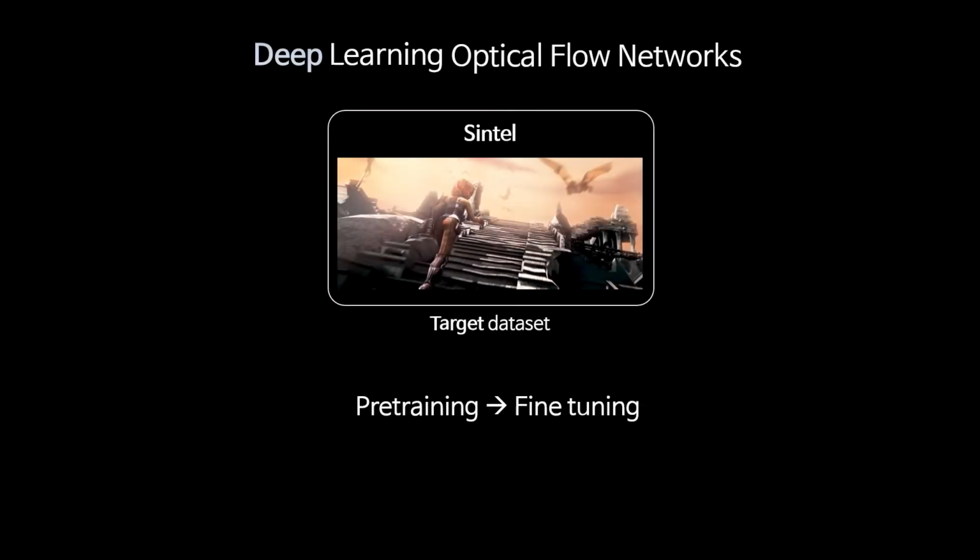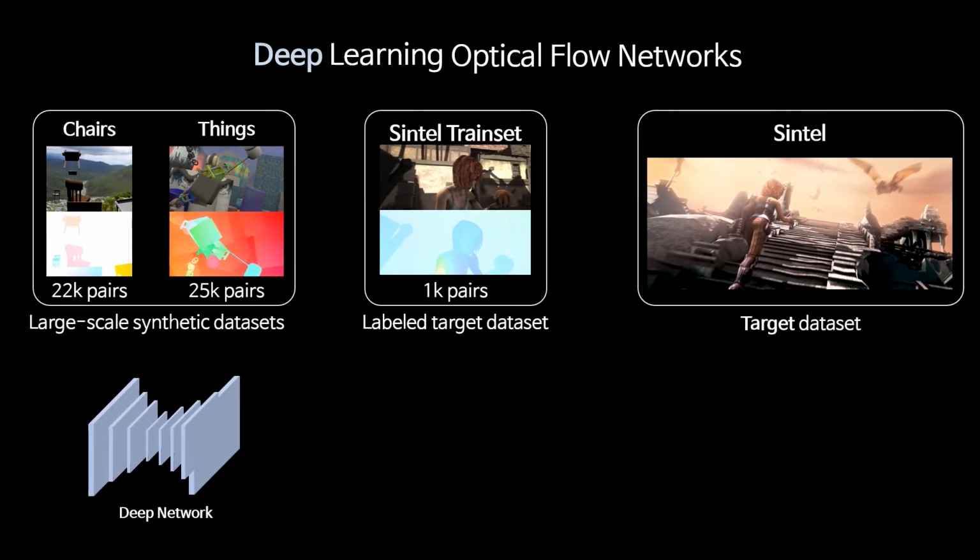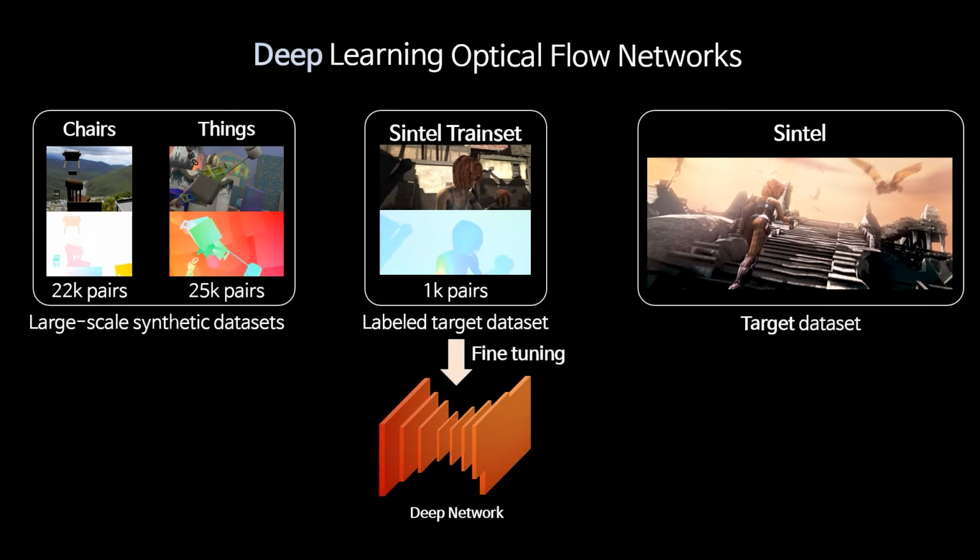Suppose we want to train a deep optical flow model on a target dataset. In that case, a standard pipeline is pre-training followed by fine-tuning. For instance, we have large-scale synthetic datasets such as Chairs and Things, and we pre-train the network on these datasets. We fine-tune the deep network on the labeled target dataset, and we can achieve good accuracy on the target dataset.